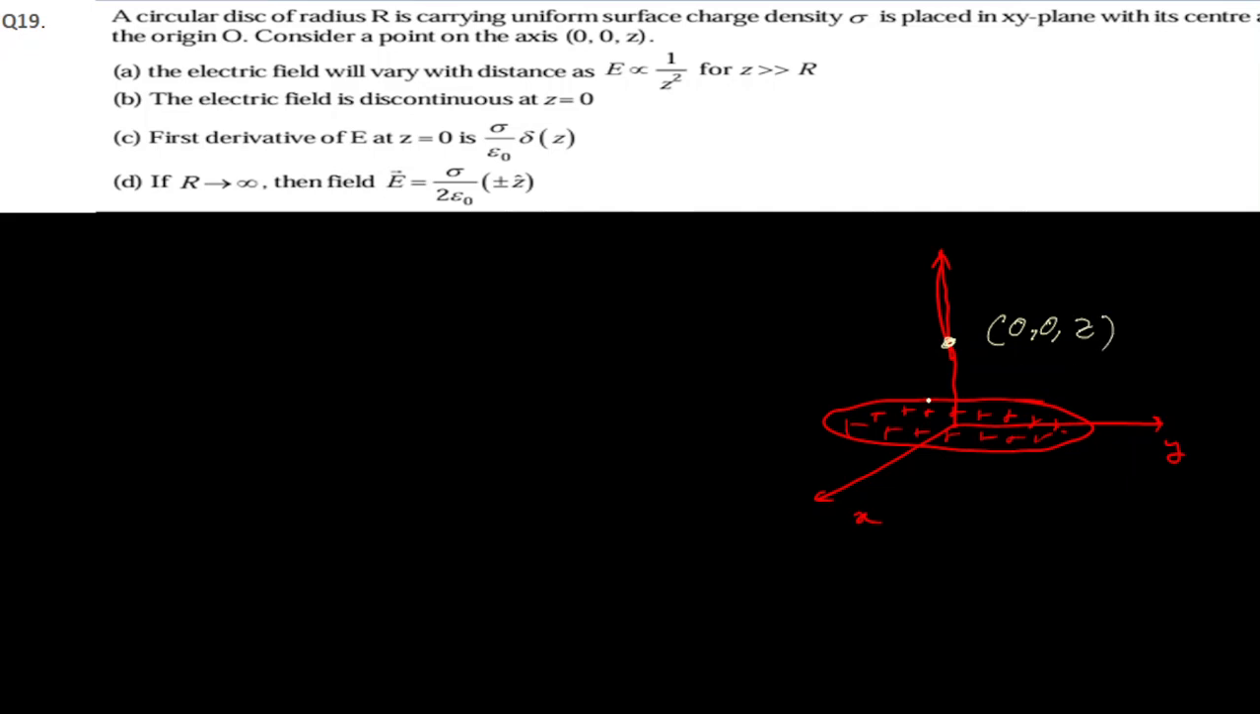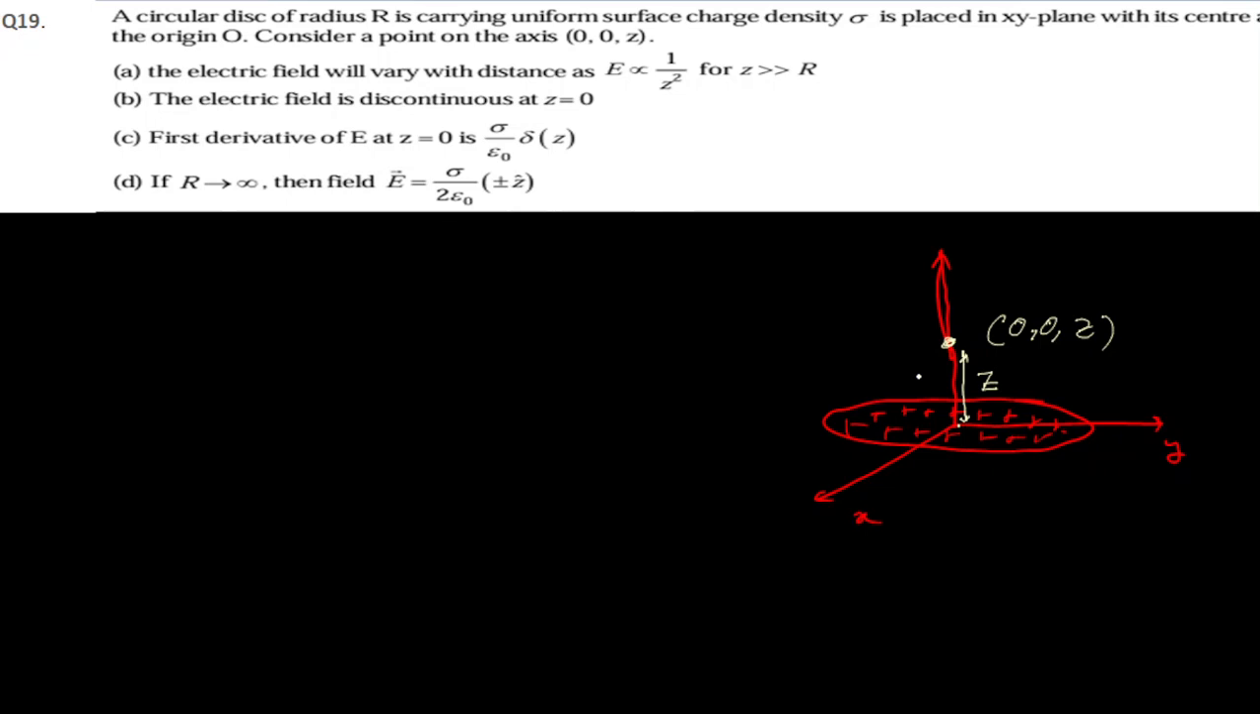Okay, let me do a figure first. Let's say this is our charge carrying circular disk, placed in the xy plane with its center at the origin. So let's say this is the x-axis, this is the y-axis, and the z-axis is parallel to the axis of this loop. Okay, so this is the z-axis. Then what has been asked: consider a point on the z-axis whose coordinate is 0, 0, z. That means the perpendicular distance of this point from the origin, from the loop, is z.